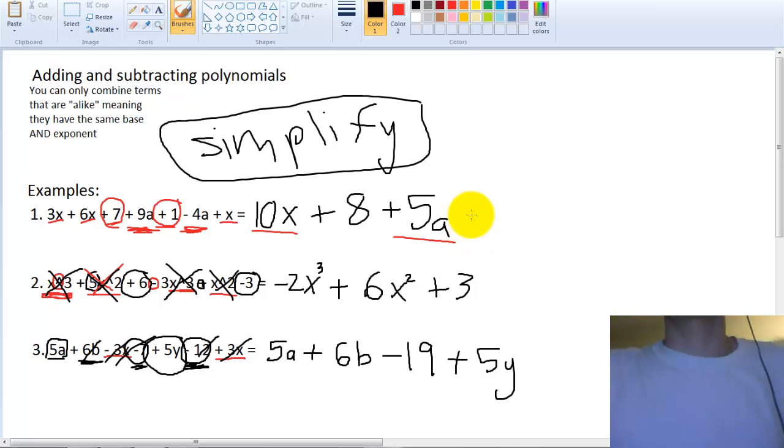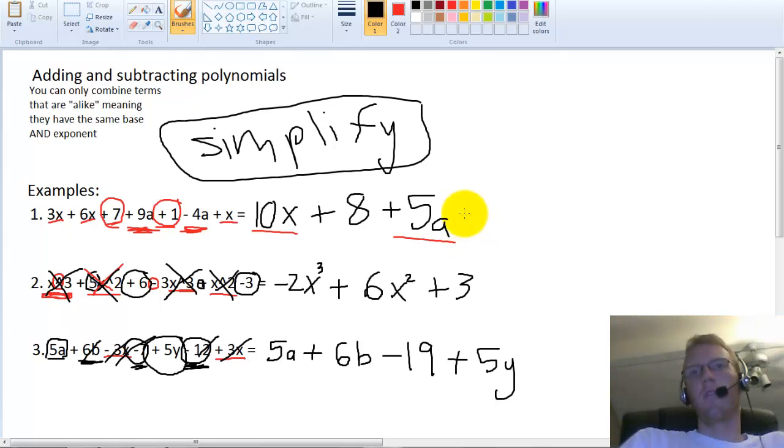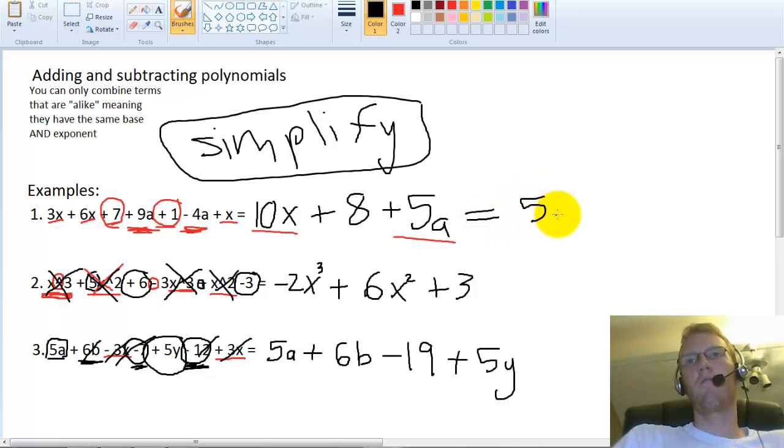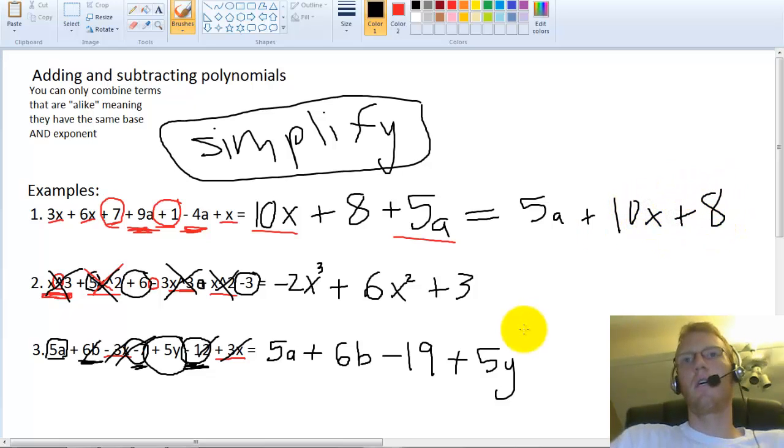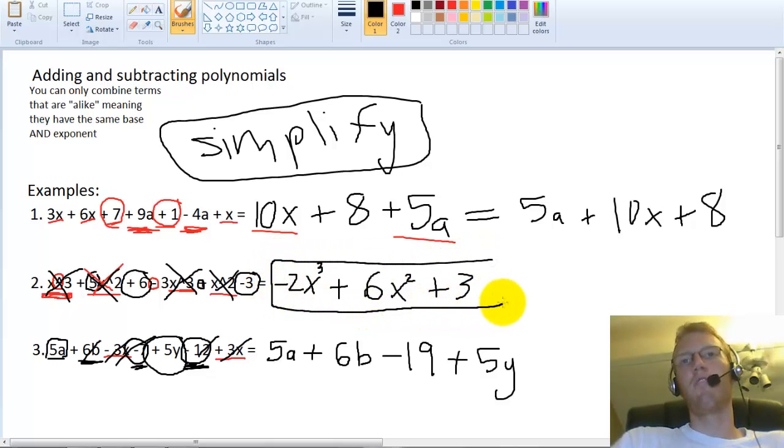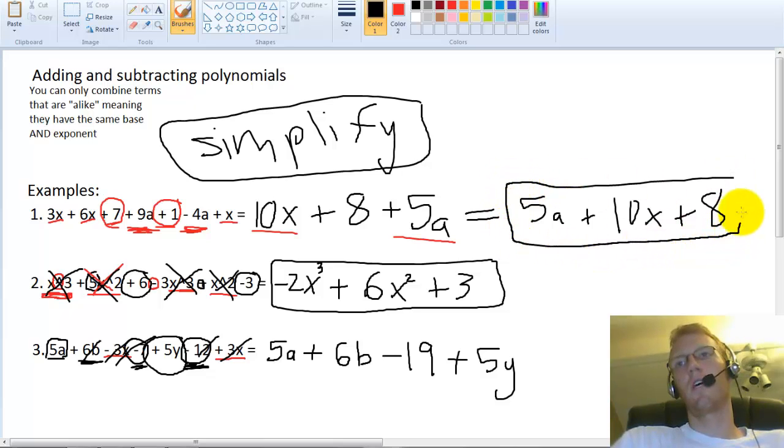One thing I will say about notation is frequently you write these in alphabetical order. So you would write 5a plus 10x plus 8. This one you would write, actually this one is already in alphabetical order. Both alphabetical and from highest power to lowest power. So if you've got anything with different letters in it, put them in alphabetical, and then within the same letter, put them in the highest power down to the lowest power.